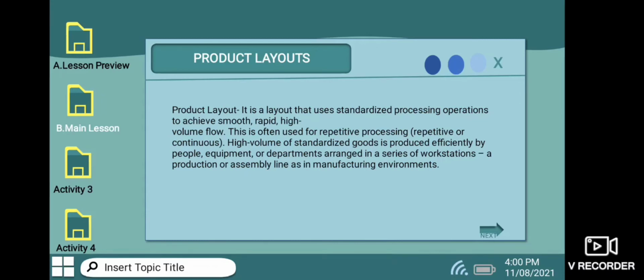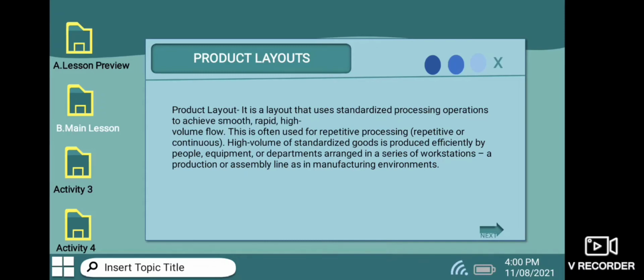So, these product layouts ay isang plano na gumagamit ng mga pamantayan na aktibidad sa pagproproseso upang magbigay ng maayos, mabilis at mataas na dami ng daloy. Ito ay karaniwang ginagamit para sa mga monotonous na gawain o ito yung mga paulit-ulit o tuloy-tuloy. So, ang mga tao, kagamitan o mga departamentong pinagsama-sama sa sunod-sunod na workstation, isang linya ng produksyon o pagpupulong sa mga konsepto ng pagmamanupaktura ay gumagawa ng mataas na volume ng standardized na produkto ng may husay.